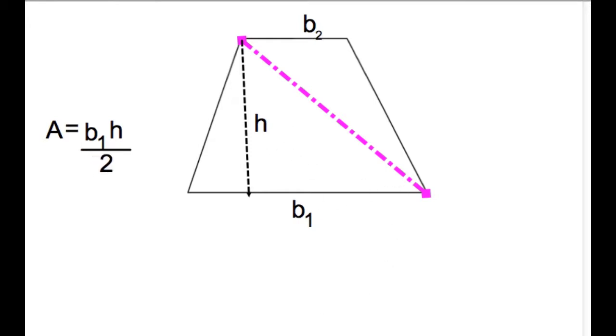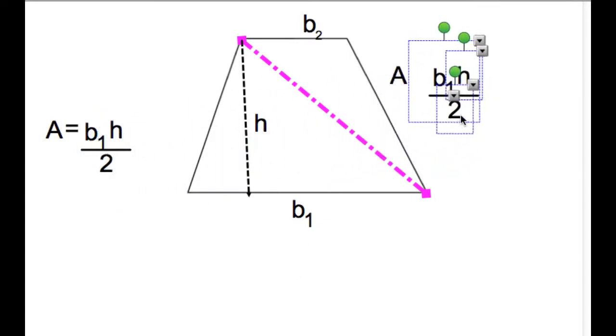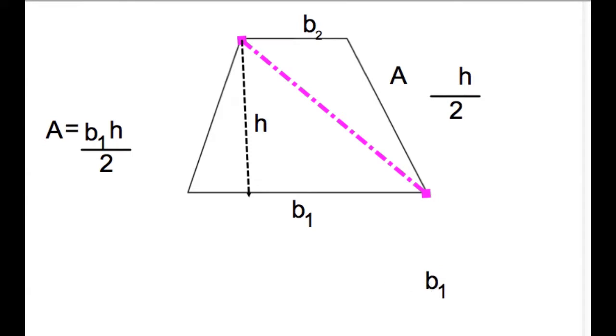If I was going to get the area of the other side, I'm going to do the same sort of idea. However, instead of using base 1, I need to use base 2 because the second base is a different size. So the area of that triangle is base 2 multiplied by the same height and divided by 2.